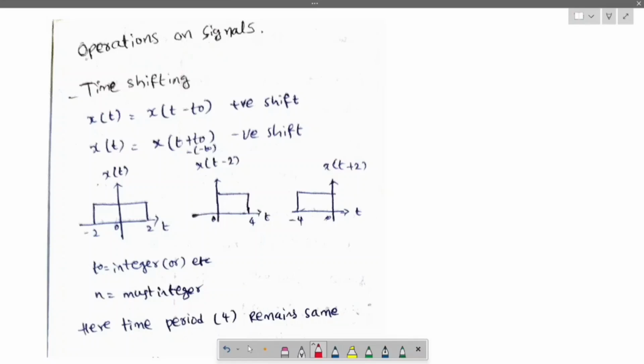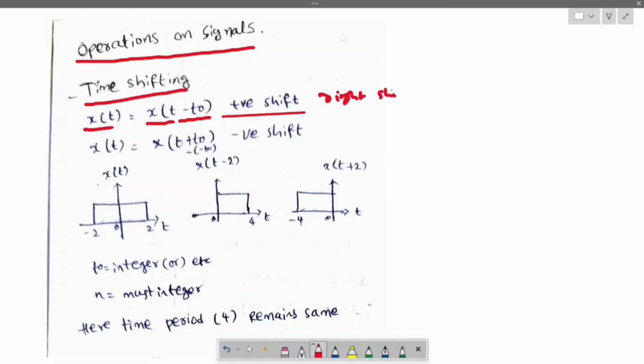In this video, we are going to learn about operations on signals. The first operation on signals is time shifting. If we perform an operation like x of t minus t0, then it will be the positive shift or the right shift. The signal in the plotted graph will shift to the right.